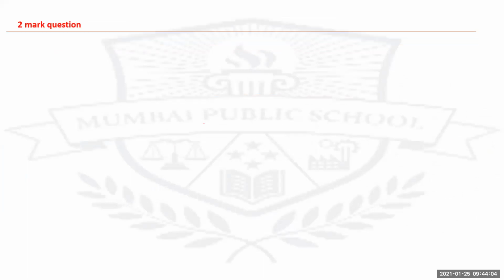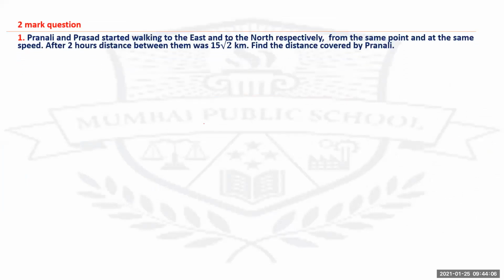Now, 2-mark questions which can be asked. Check. Pranali and Prasad started walking to the east and to the north respectively from the same point and at the same speed. After 2 hours, the distance between them was 15 root 2 kilometers. Find the distance covered by Pranali.